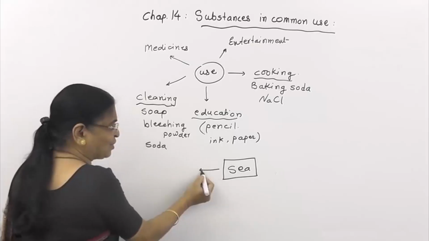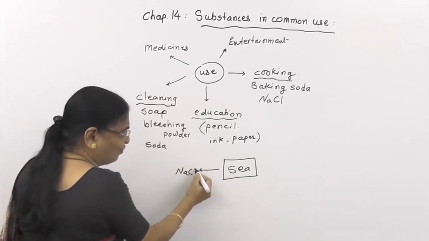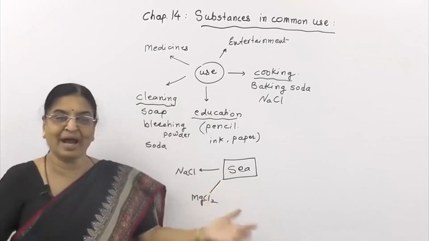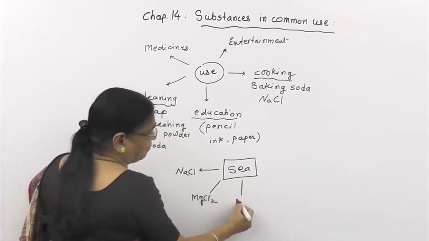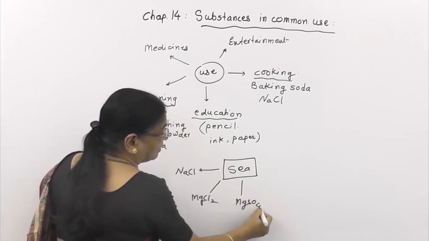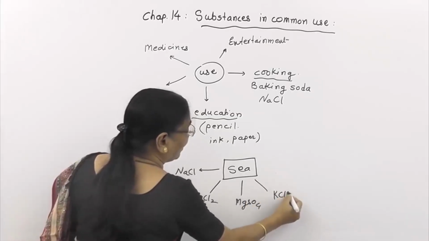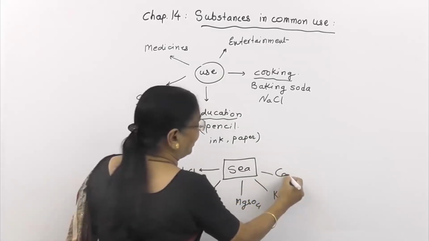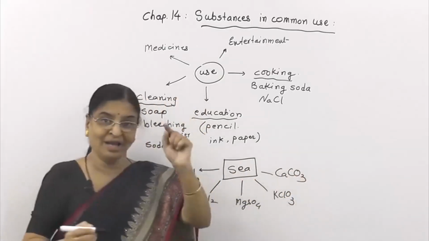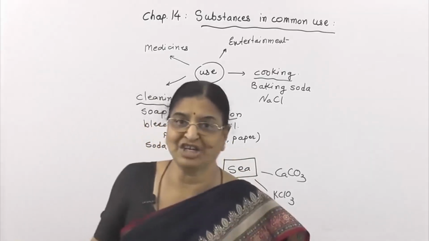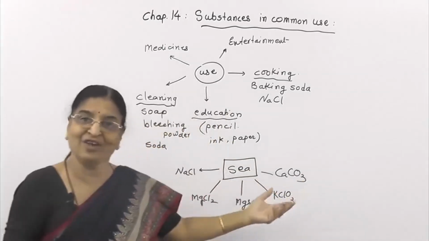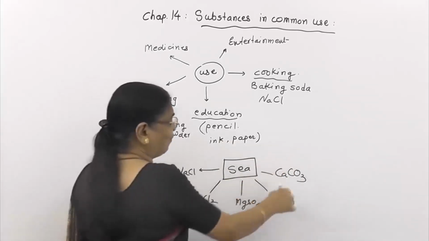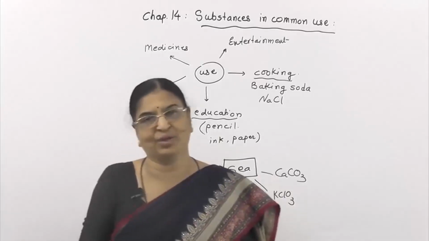The main type is of course NaCl, then we can say it is MgCl2, magnesium chloride, like that magnesium sulfate, then potassium chlorate, then of course calcium carbonate, which is in the form of shells, the Shankha and Shimple, what you call it. We see the calcium carbonate is there in a major source, and then of course the other substances are also there.